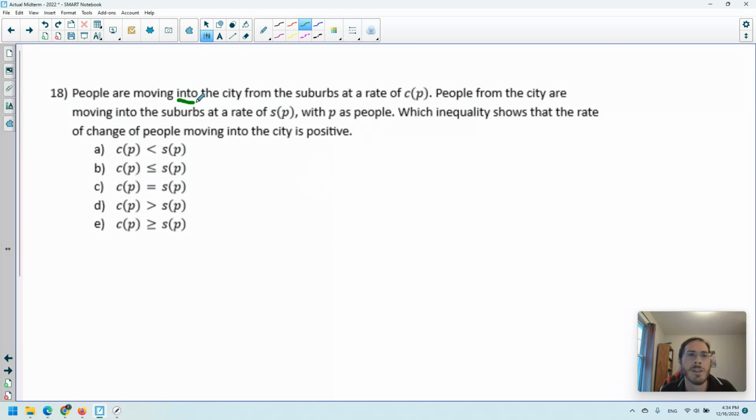So if we're moving into the city, we are C of P. So we know that C of P needs to be greater than S of P, because we need to be positive, and those are the people that are leaving the city. If the people coming in are bigger than the people that are leaving, then our net change is positive. So we're going to pick D. Now again, it says very specifically positive, not non-negative, so we don't pick E because 0 wouldn't count. We don't want 0.